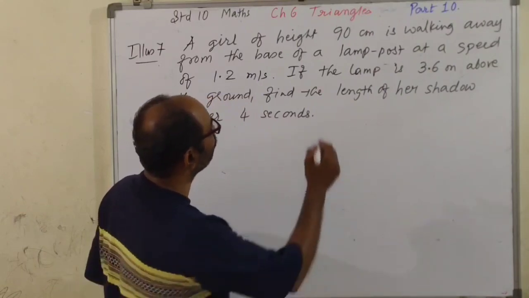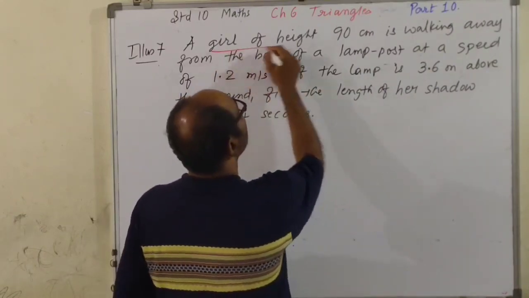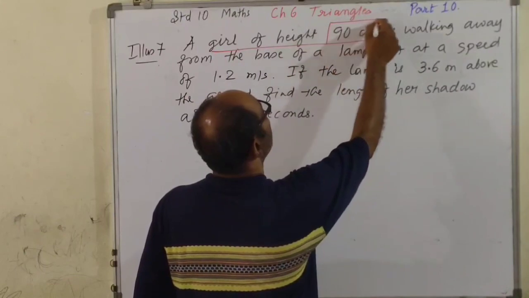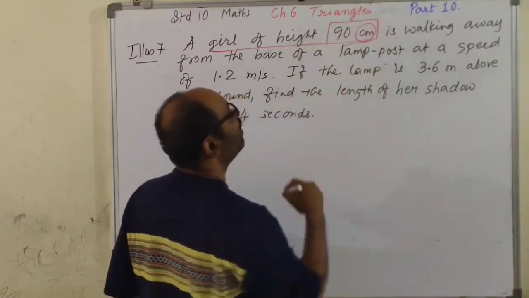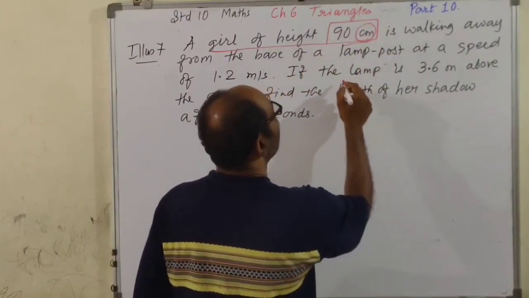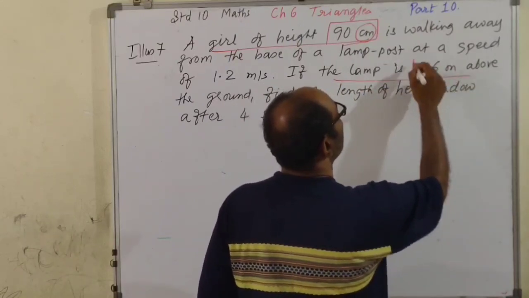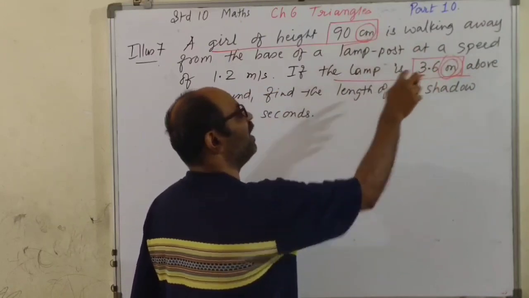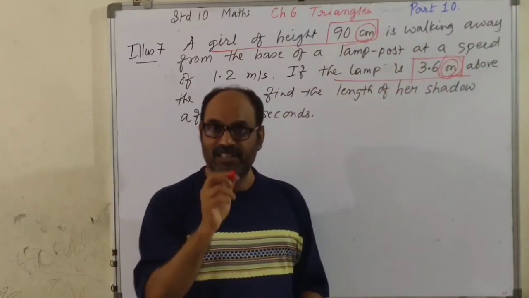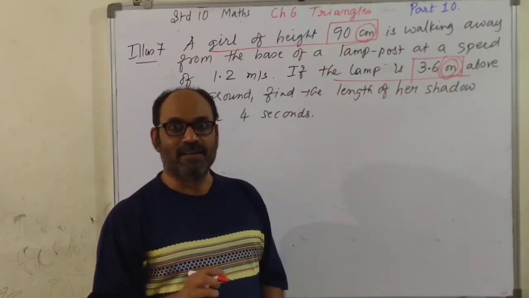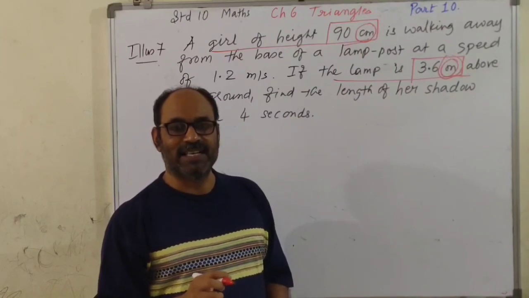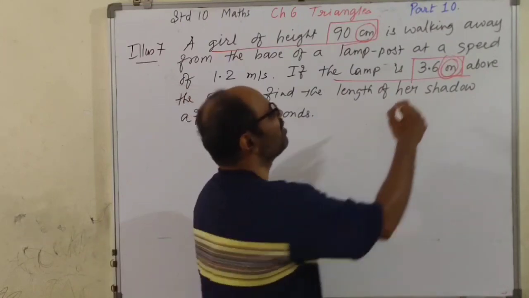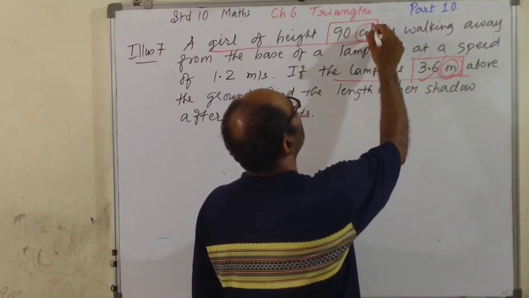First of all, the girl's height is given, which is 90 centimeter. The height of the lamppost is given, which is 3.6 meter. This is centimeter, this is meter. So the units of length are to be made common. What is the standard unit? Meter. Centimeter, meter. So this is okay. This you will have to convert into meter.